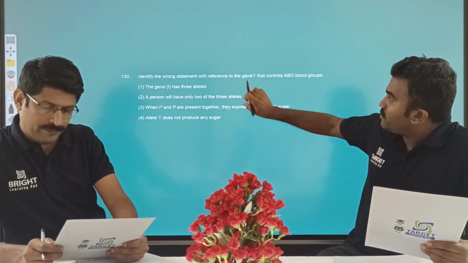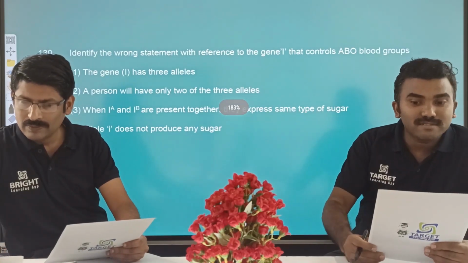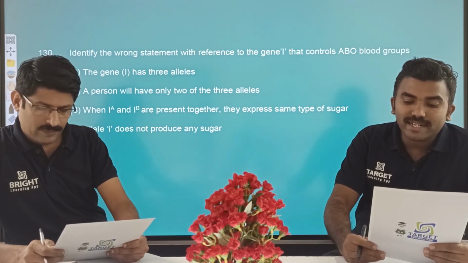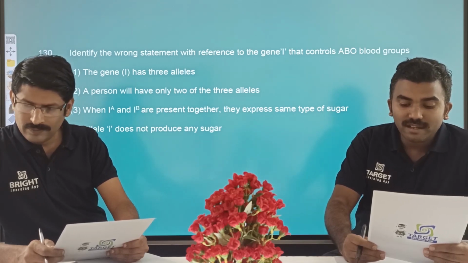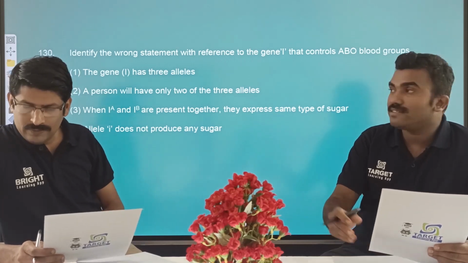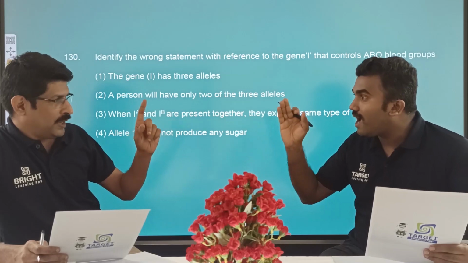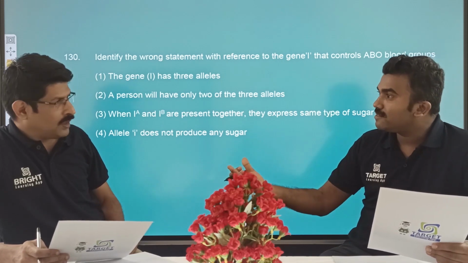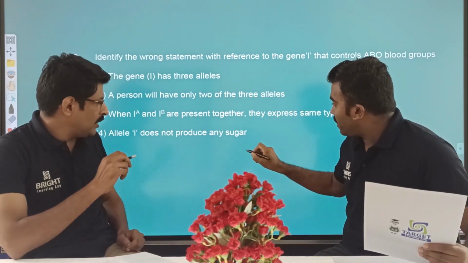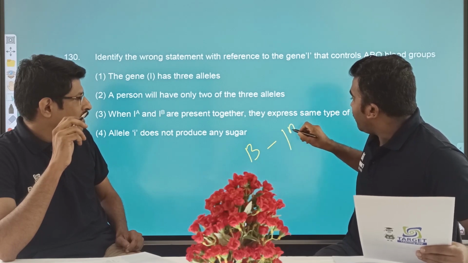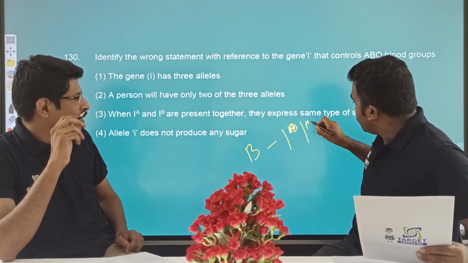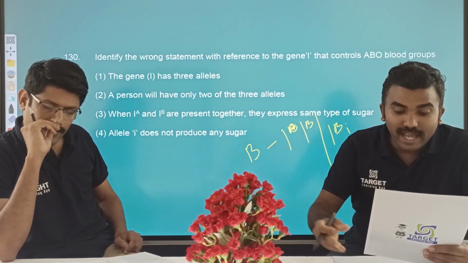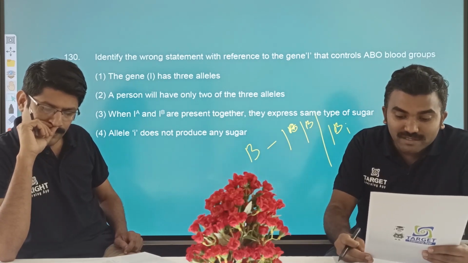Okay. Moving to the next question, question 130. It's also from genetics, from multiple alleles. Identify the wrong statement with reference to the gene I that controls ABO blood groups. The gene I has 3 alleles: IA, IB and small i. Next, a person will have only 2 of these 3 alleles, right? My blood group is B, so I have both IB and small i. Next, when IA and IB are present together, they express the same type of sugar.